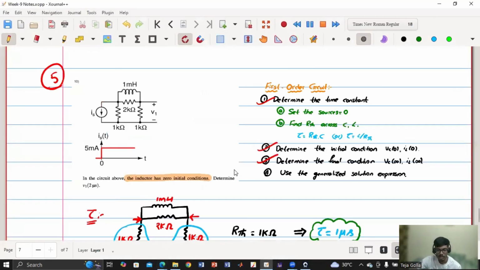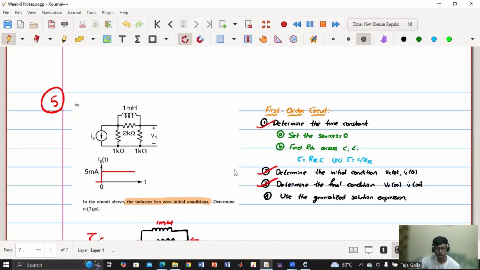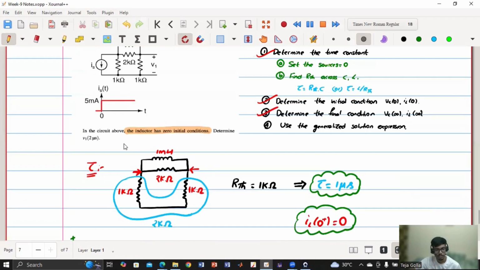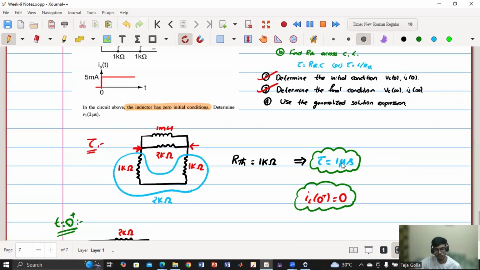Okay, so let me just summarize this final problem. Here, they have asked the voltage across this resistor, so we'll directly find the initial value and final value of it. But one thing you have to keep in mind: R Thevenin we'll always find across the inductor. That does not mean you have to find RTH across this. RTH will be found across the capacitor or inductor, so at these two terminals we have to find RTH. So this will be open. 1K, 1K will be in series, which will be in parallel with 2K. So RTH is 1K, which means tau is 1 microsecond.